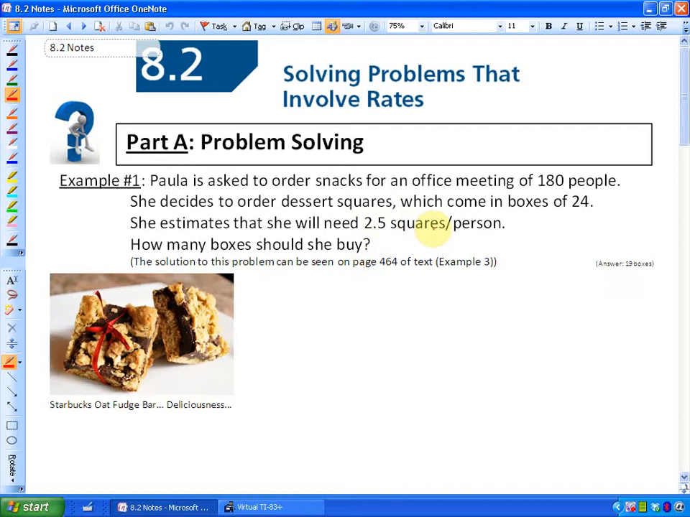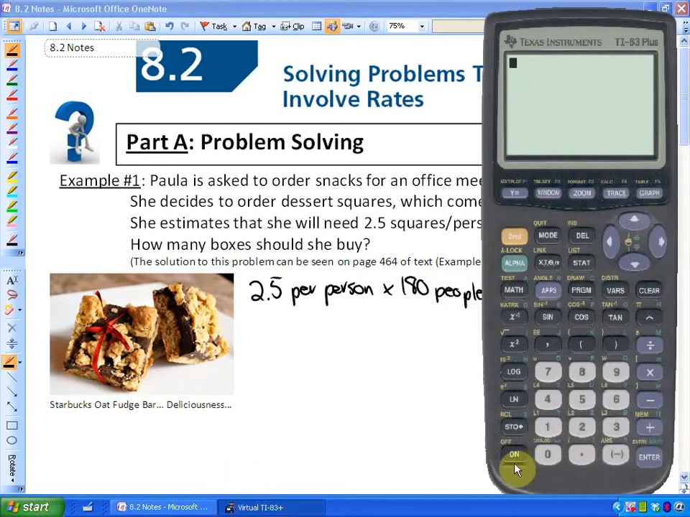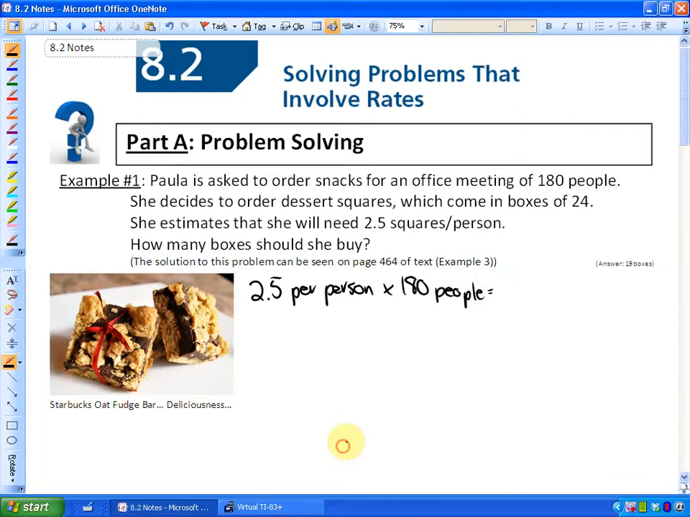So she knows she needs 2.5 squares per person, and there's 180 people. So probably the easiest way to initially do this problem is just to find out how many squares she needs. So she needs 2.5 per person. There's other ways of doing this, and I'm going to multiply that by 180 people. So she needs 180 times 2.5 per person, 450 squares. But what this question says is that it comes in boxes of 24.